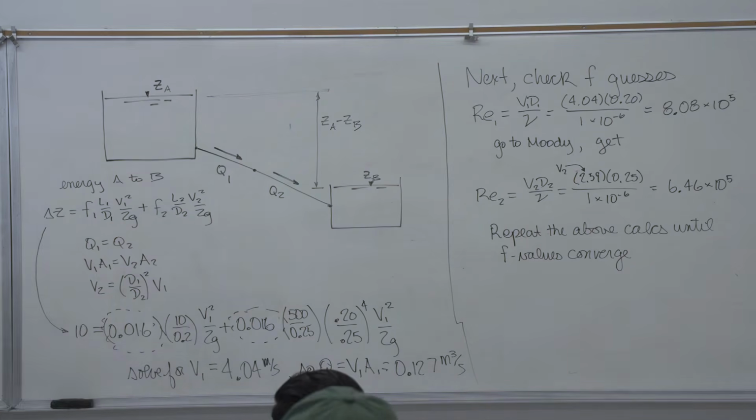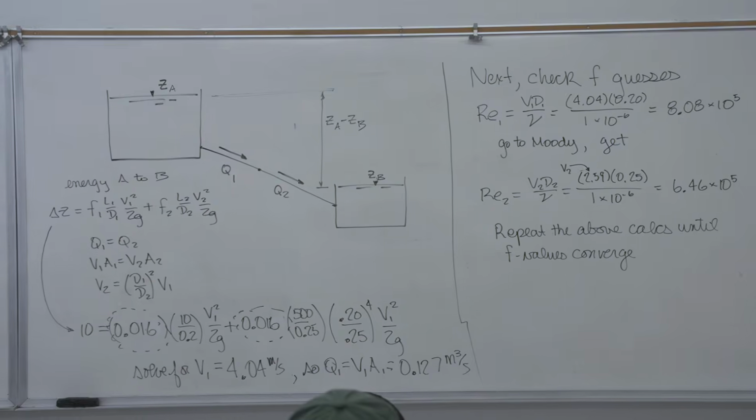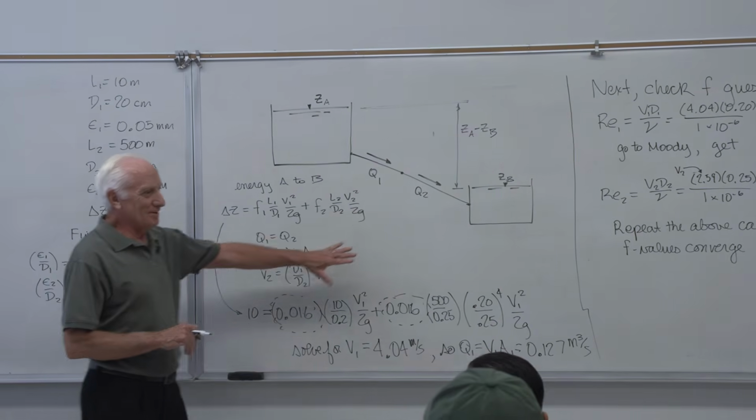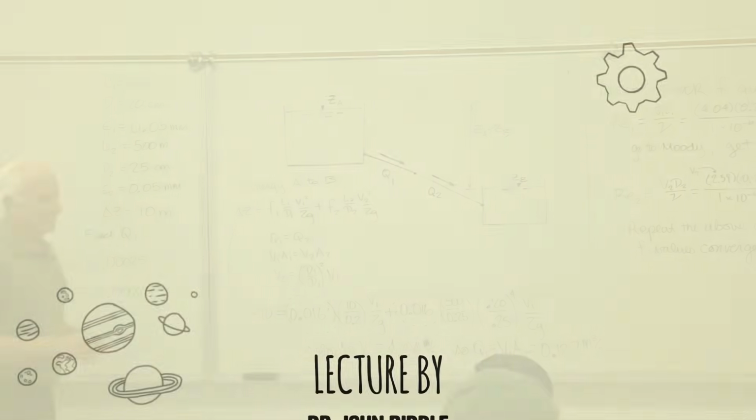Okay, so that's how you do these, which are the tougher of the two kinds of problems, where you don't know Q, which means you have to guess the F to start. Okay, any questions on that? Okay, good stopping point, then. We'll stop here with the pipes in series.